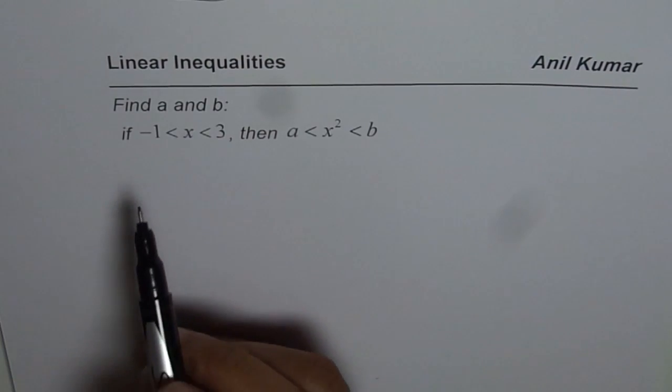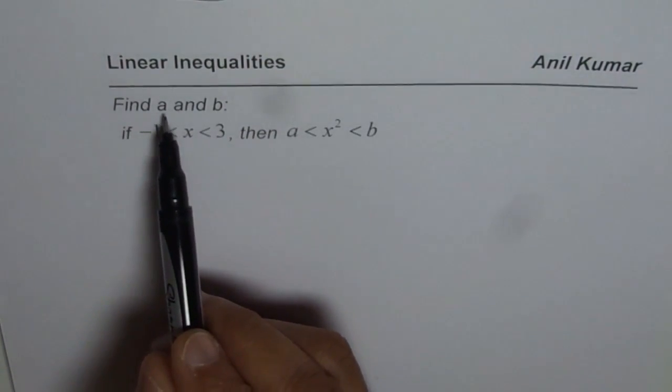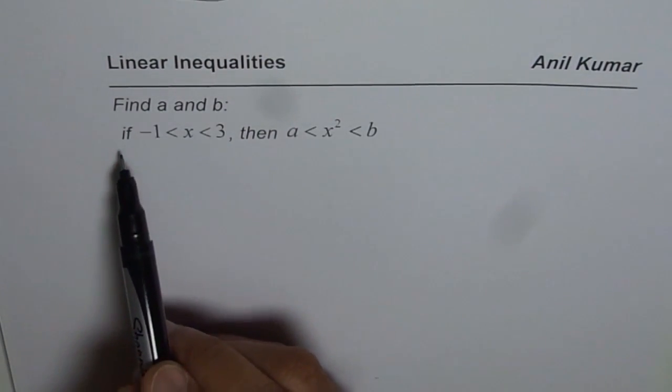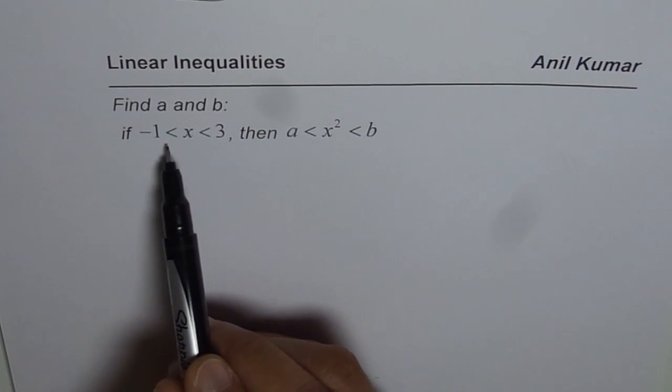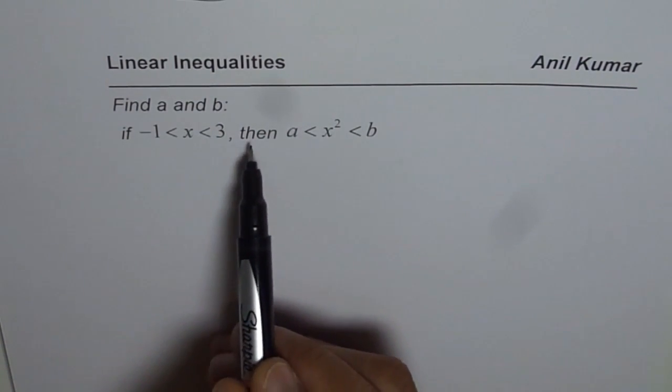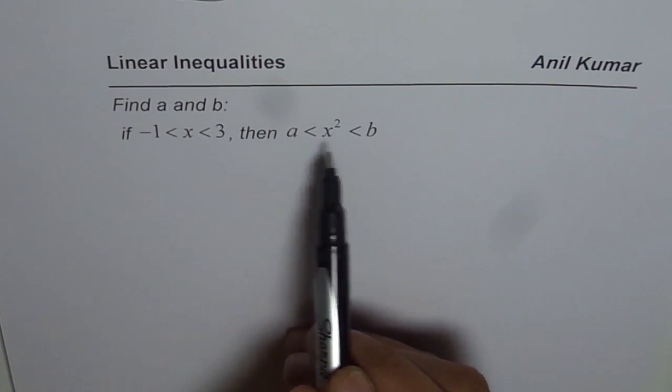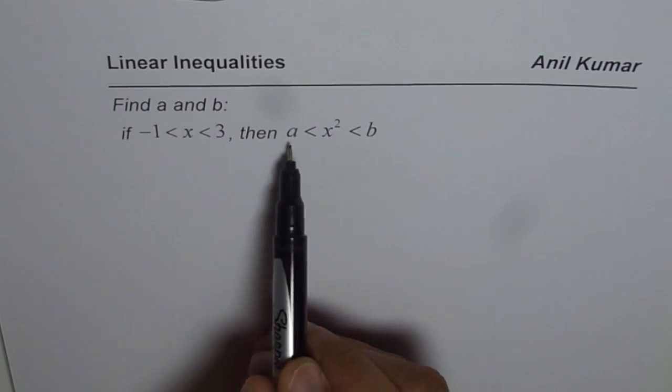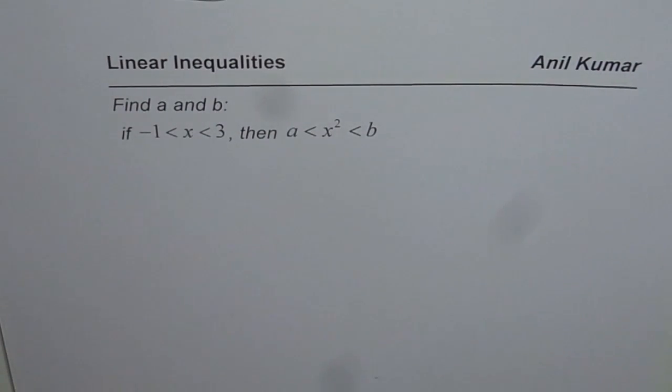The question is, we need to find the parameters a and b. If x is between -1 and 3, then x squared is between a and b. You need to find what a and b are. So that is the question.